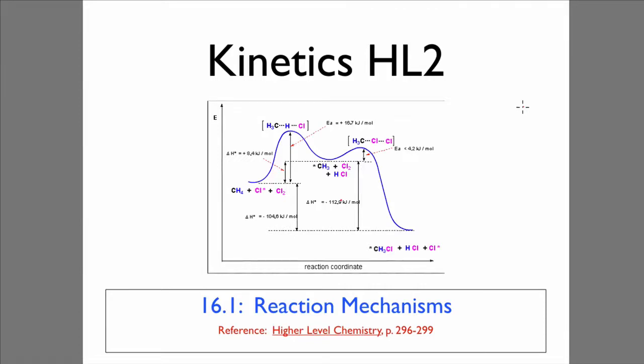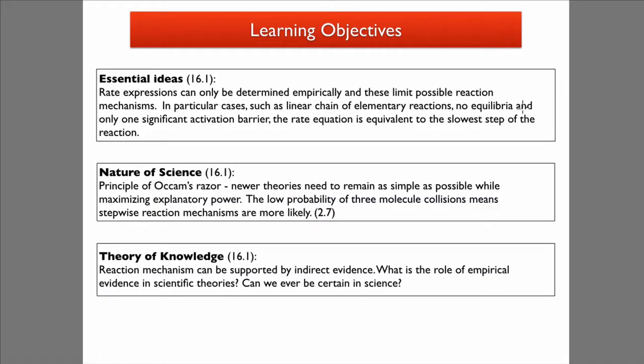Kinetics HL2, reaction mechanisms. Essential ideas. Rate expressions can only be determined empirically, and these limit possible reaction mechanisms, in particular cases, such as linear chain of elementary reactions, no equilibria, and only one significant activation barrier. The rate equation is equivalent to the slowest step of the reaction.